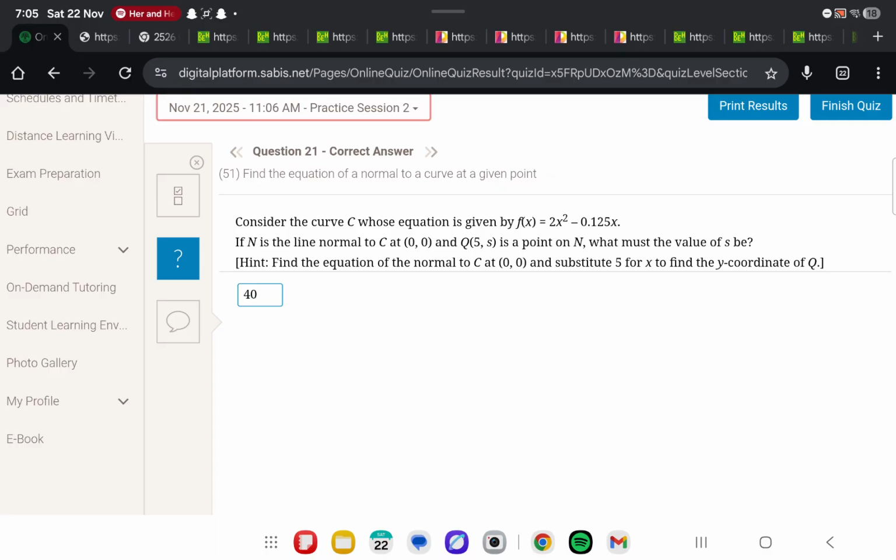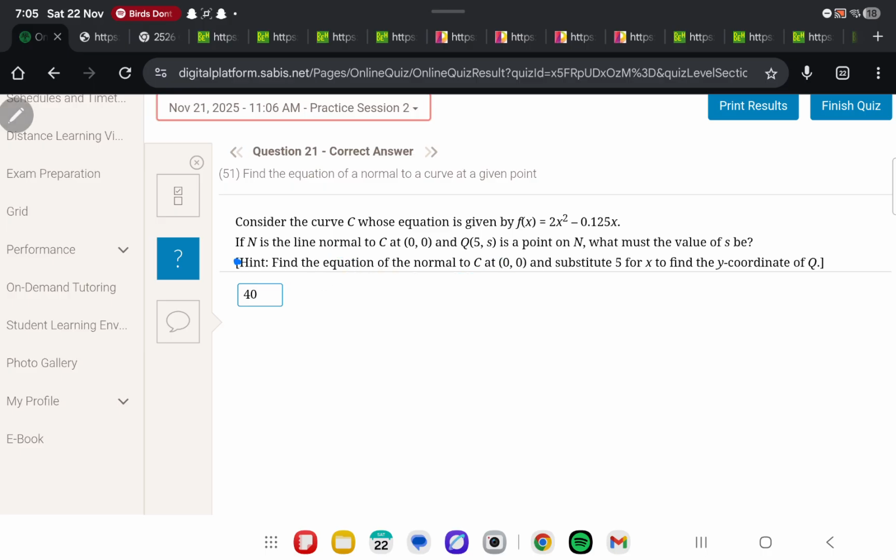Consider the curve C whose equation is given by f of x equals x squared minus 0.125x. If n is the line normal to C at (0, 0), and Q(5, s) is a point on n, what must the value of s be? Now they gave you a hint: find the equation of the normal at C and substitute 5 for x to find the y-coordinate of Q, which is what you do. So let's follow this hint. Find the equation of the normal at C.